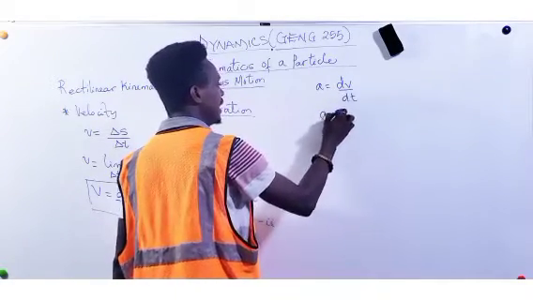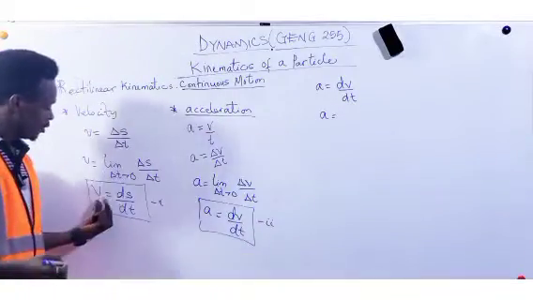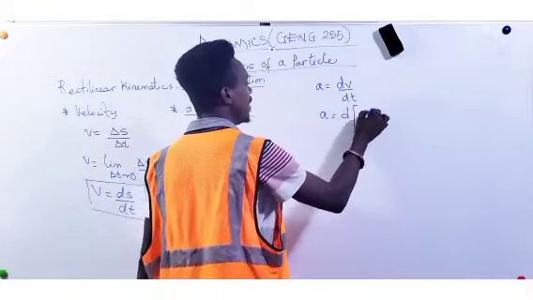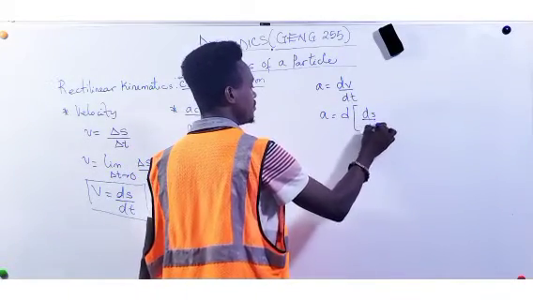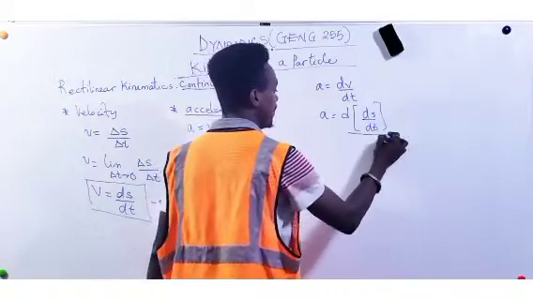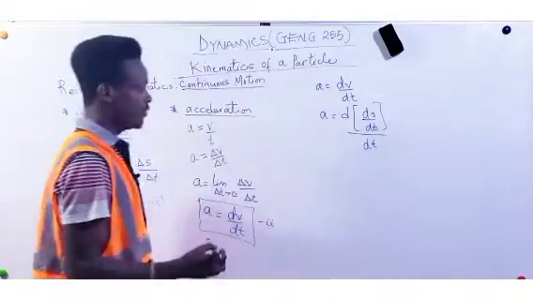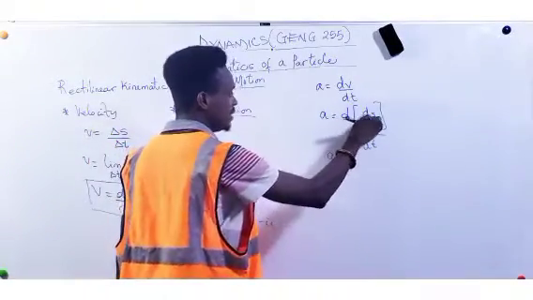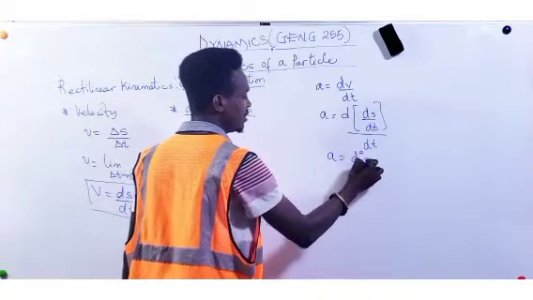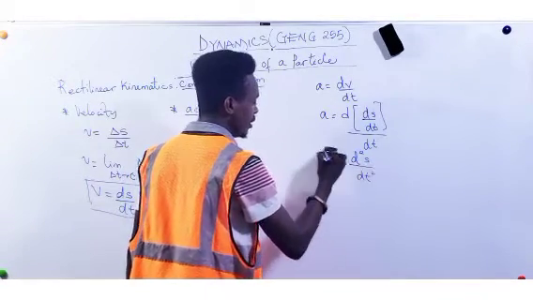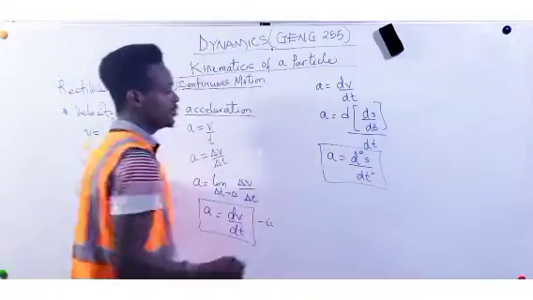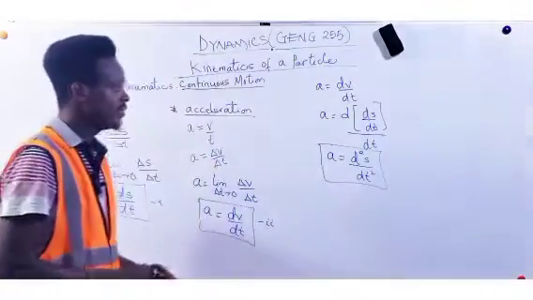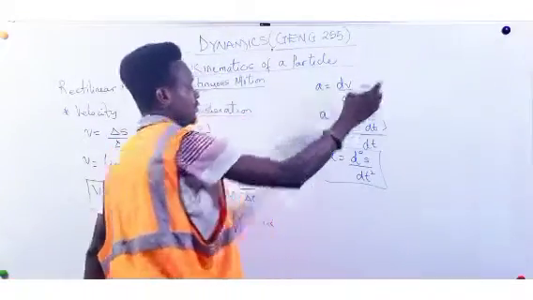So the acceleration a now will be equal to, and then v we represent as ds by dt. So we'll have d multiplied by ds by dt, all divided by dt. So if we multiply, we'll have the acceleration a equal to d squared s by dt squared. So my acceleration is also equal to the second derivative of the position with respect to time.